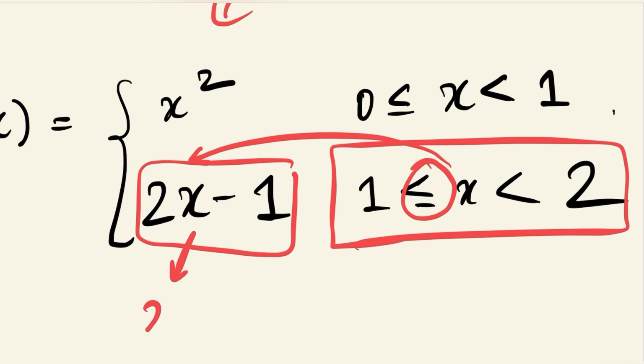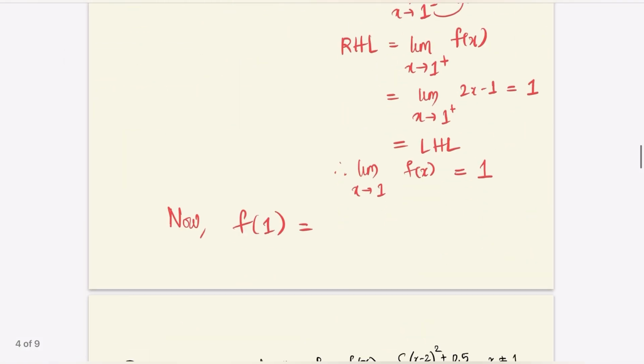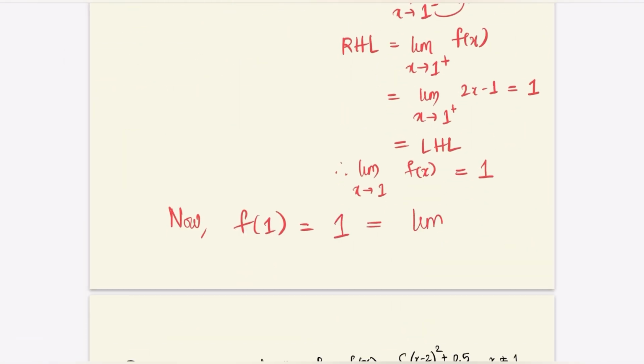So how do you find that out? You just need to plug in 1 into x and you get the answer as 1. So here it is simply 1, which is actually equal to the limit of the function at the point 1. So you say that the function is continuous at 1 as well, and hence the function is continuous in the entire domain.